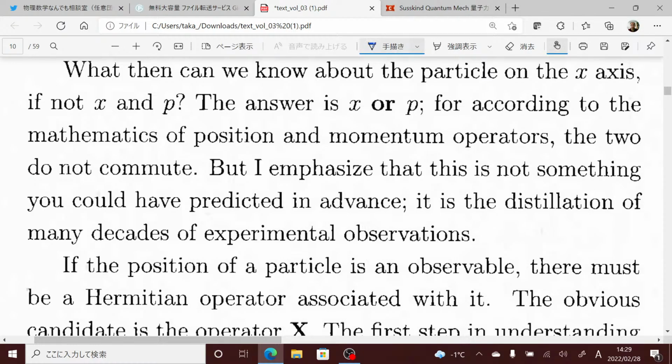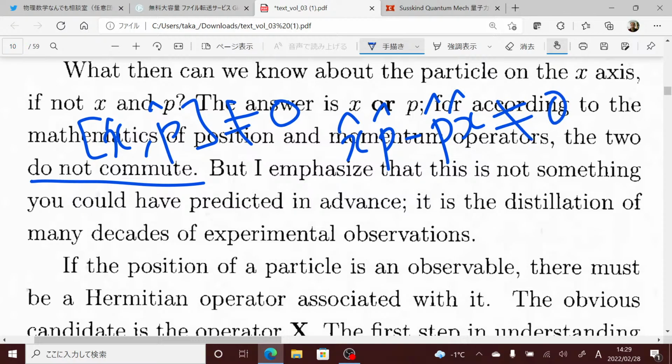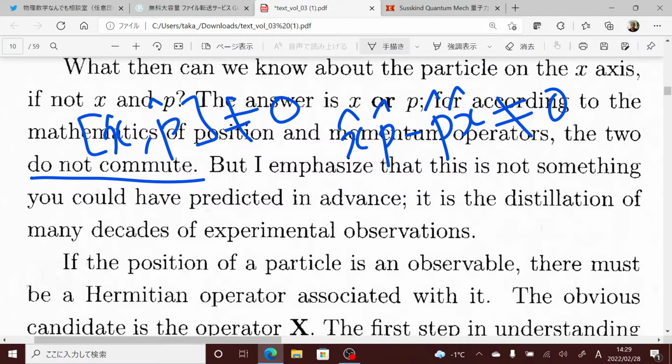Do not commute is like this, xp is not zero. So x operator and p operator, xp minus px is not equal to zero. This is what we mean by do not commute.